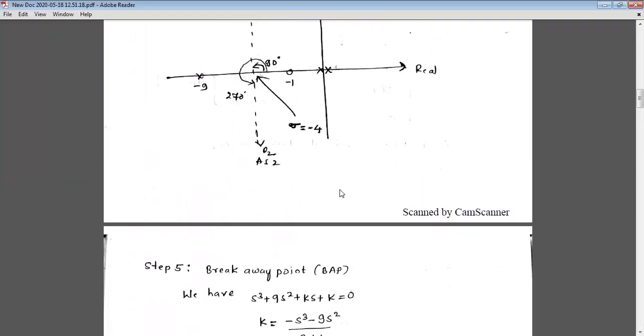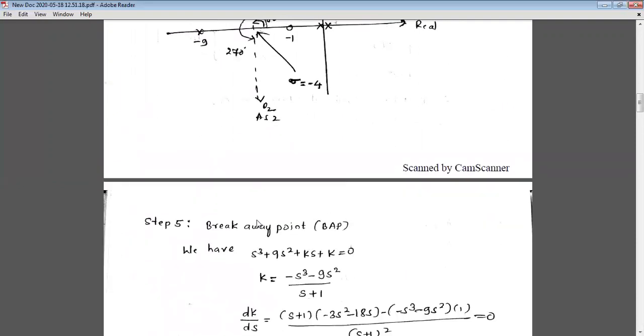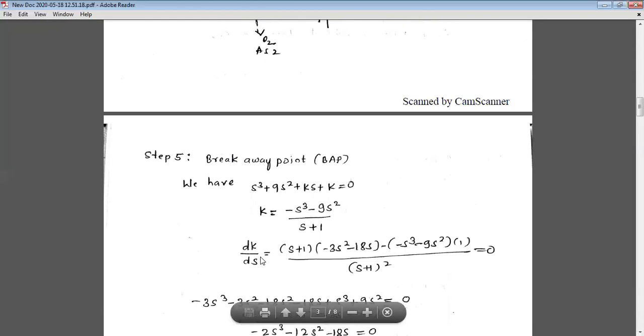Next point is the breakaway point. It is also called BAP. We have the characteristic equation, that is s cube plus 9s square plus ks plus k is equal to 0. To find the breakaway points, we should equate dk by ds to 0. From this equation we eliminate k, so you'll get k as minus s cube minus 9s square, whole divided by s plus 1, right?